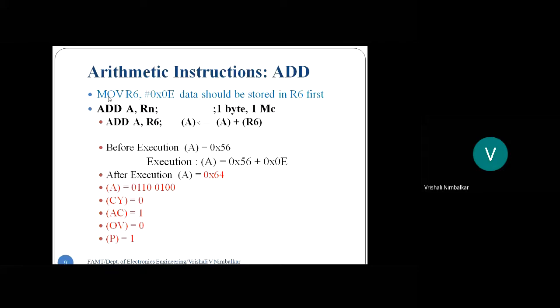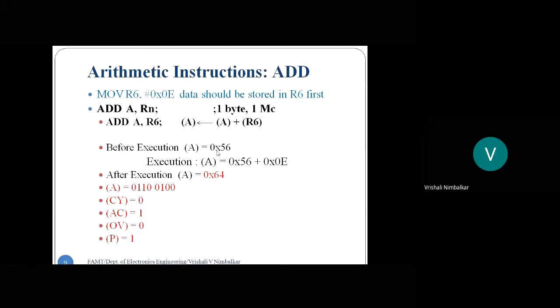See the blue color. The data should be stored in R6 first, and only then will this addition be possible. Or else, a random number from R6 will be added with the accumulator and the result will be stored in the accumulator. We don't want that to happen. So whenever you are writing something like this, you should take care that there is a correct number in R6 and a correct number in the accumulator.